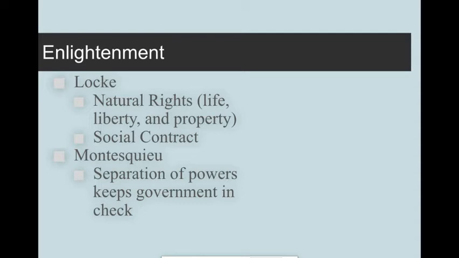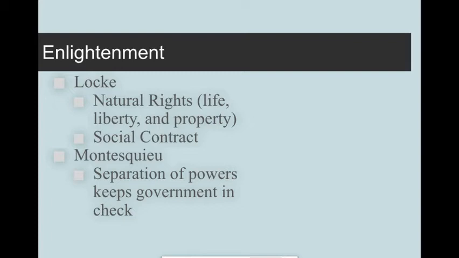We in America replaced property with pursuit of happiness because property was very limited to wealthy white people when we wrote the Declaration. So rather than alienate the majority of the colonists, we said pursuit of happiness. Locke also agrees in the social contract, the idea that we give up some rights in exchange for protection from a government entity. Then we have Montesquieu.